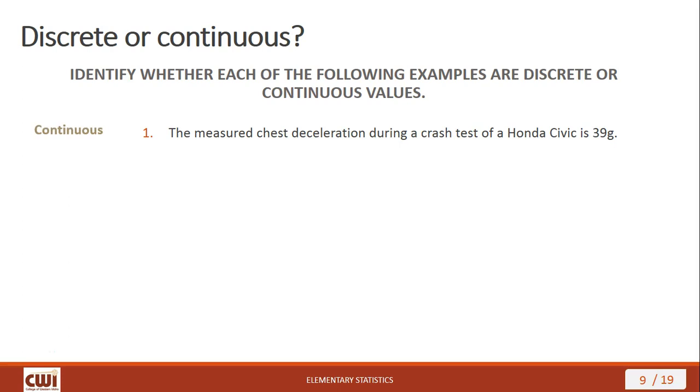I know it says 39 g and 39 is a whole number, but it could just as easily have said 39.5 g. I mean, there's nothing that says it has to be a whole number. So this is an example of continuous data because we could describe it with a part as well as a whole.